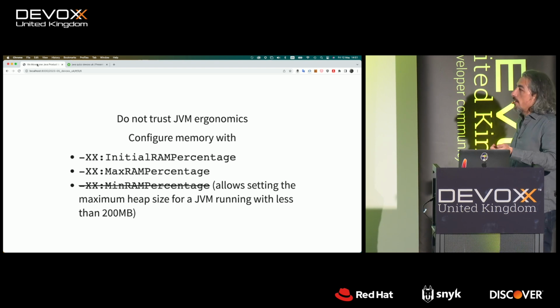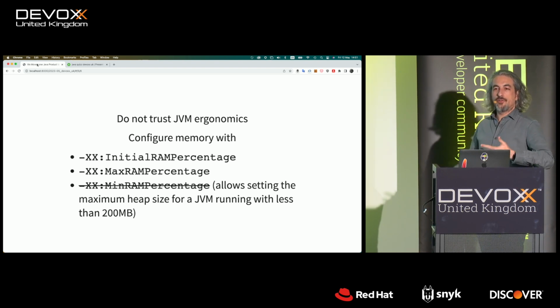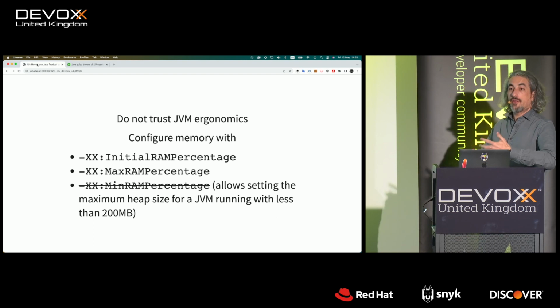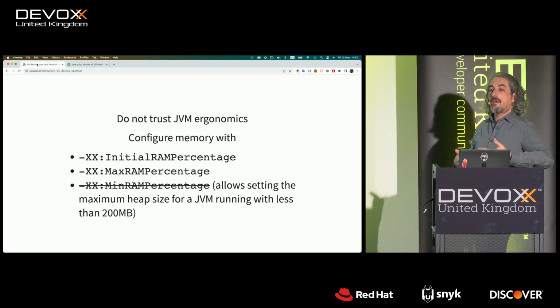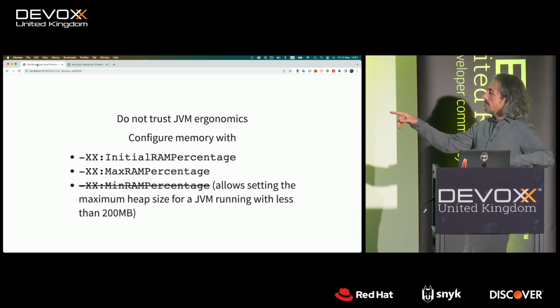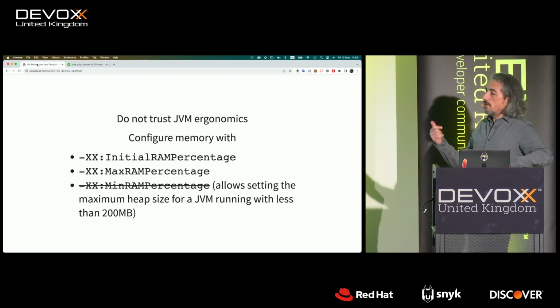Do not trust JVM ergonomics, because as your containers change their memory limits dynamically, you can configure them as you would do in any VM or bare metal machine. You can set the initial RAM percentage, you can set the max RAM percentage, and don't set the other one, the min RAM percentage, because it has a very confusing name. It's used to set up something else. And you can do this by hand.